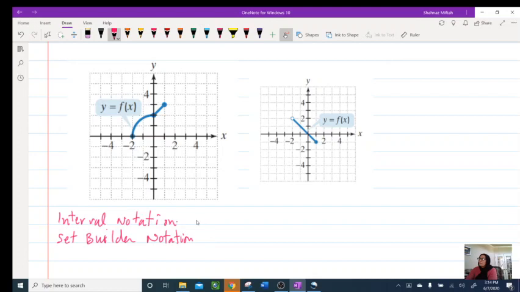This is something we do in Algebra 1, I think. Yeah. Okay, so let's see interval notation.